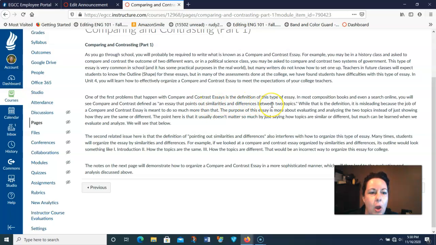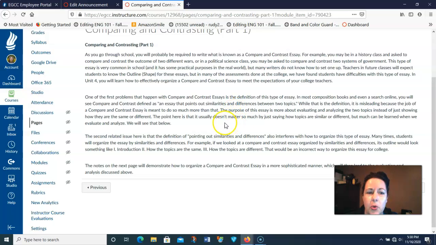That is part of it, but I don't want you to stop at that point when you're writing your essay. One of the first things you do is compare and contrast two different topics and look for those similarities and differences, but there needs to be a little bit more of a purpose behind it. It's not just what is the same and what is different. It's also evaluating and analyzing.